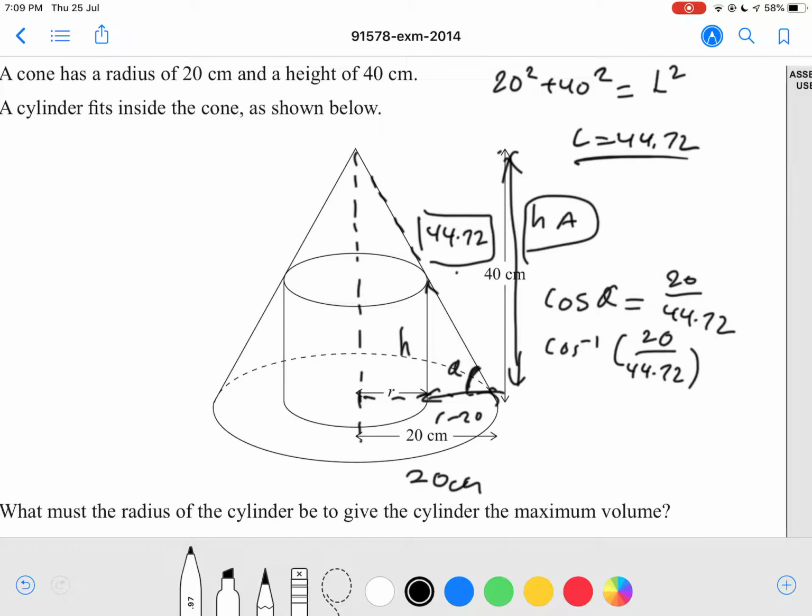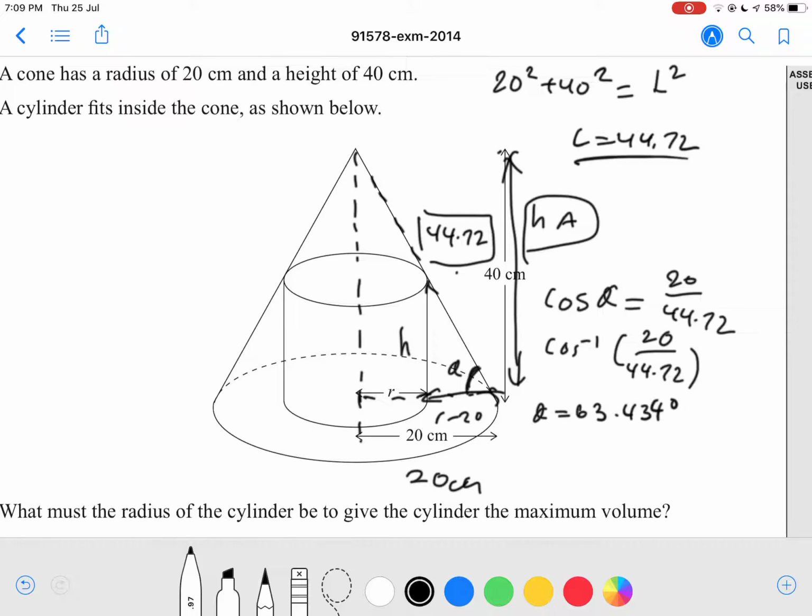Plug that into a calculator, 20 divided by 44.72. We get that theta equals 63.434 degrees. And that is your angle theta, okay? So now you have something to work with, okay? Now you have r and h, and you have one angle.